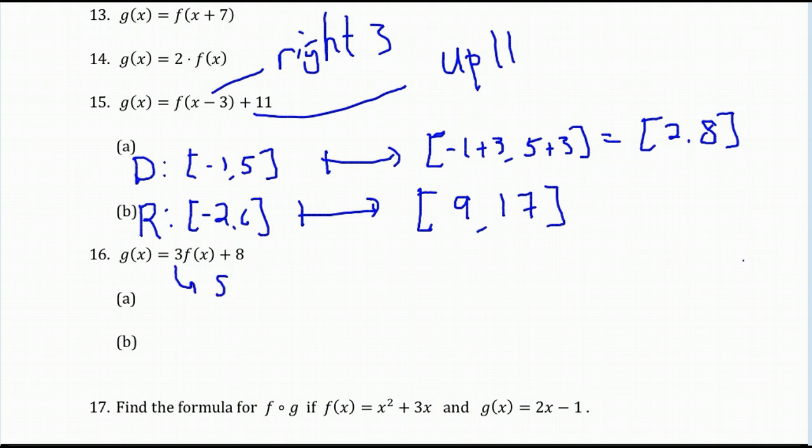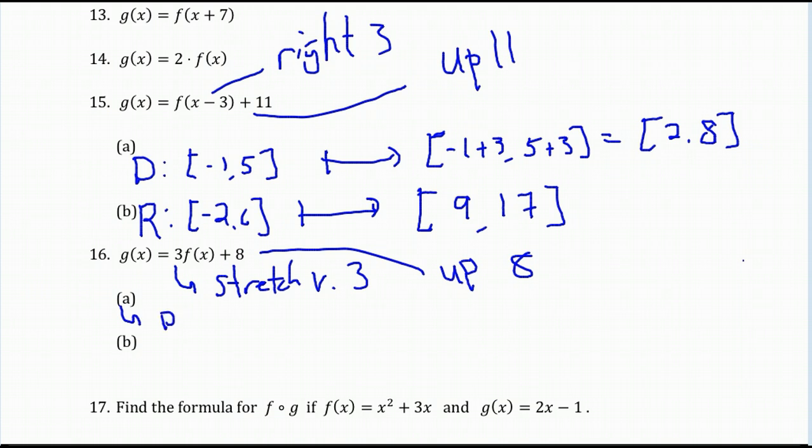All right, so for number 16, we only have outside effects here. So that's going to be vertical transformations. We're stretching it vertically by 3, and then afterwards we're moving it up 8. Notice the multiplication by 3 we do before the addition with 8. We always multiply before we add according to the order of operations agreement. Now, since these are only outside changes, we're not affecting what's going into the function, the domain is the same. It's negative 1 to 5.